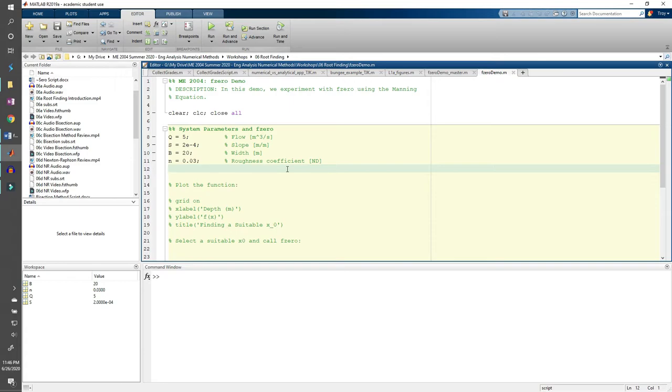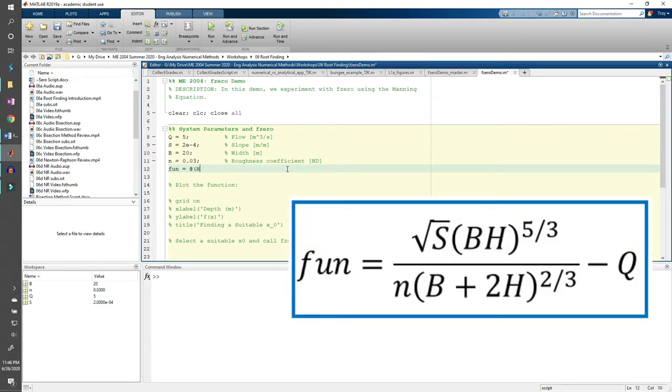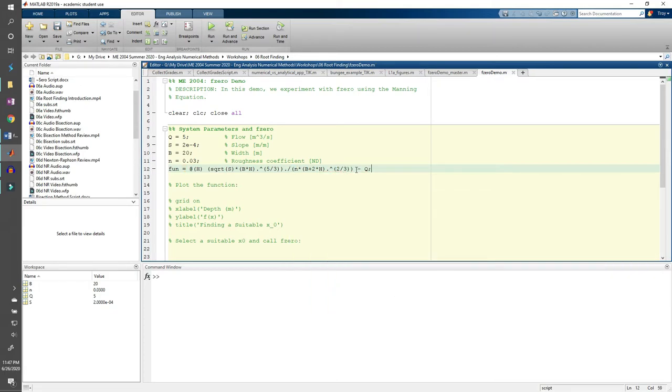Alright, here we are in MATLAB. I've already given you the system parameters and plotting code, so all we need to do is write the anonymous function, pick an initial guess, and call fzero. We know what the equation in f of x equals 0 form is, so we can code that into MATLAB. Don't forget the minus q at the very end to put it in f of x equals 0 form. Next, we need to pick an initial guess. Sometimes, you may be able to pick a guess based on context clues given in the problem or by just looking at the equation, but that's not really the case here.